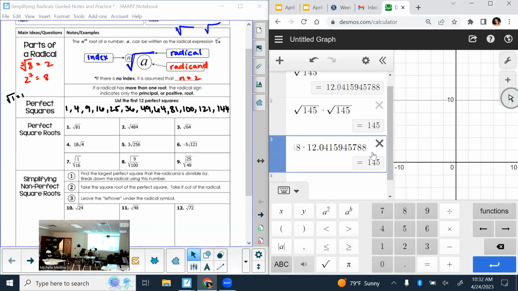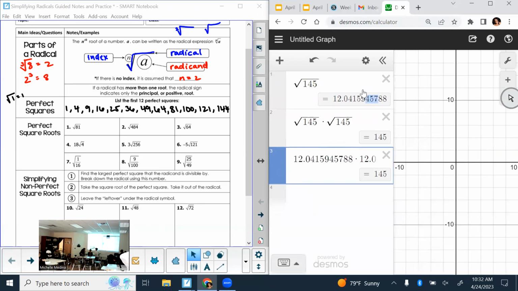Right? I typed it in. Oh, it did give me 145. That usually doesn't happen, because this is actually a decimal that goes on forever and never repeats. So it's really not possible to put the entire decimal in a calculator. That's why it only shows you part of it.